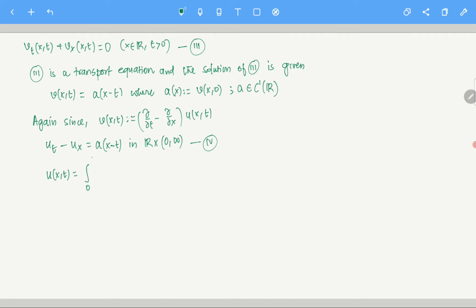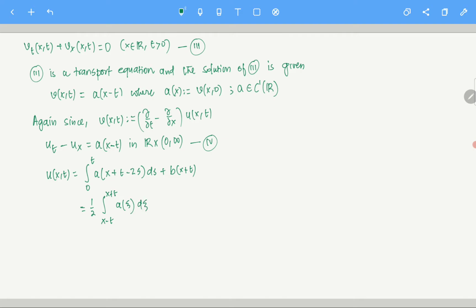So this is the integral from 0 to t of a(x plus t minus 2s) ds, plus b of x plus t. I will write down what b is. If you do a change of variable, so x plus t minus 2s to be some xi, then you can write it like this: half times the integral from x minus t to x plus t of a(xi) d xi.